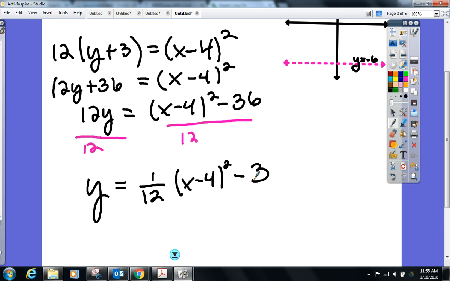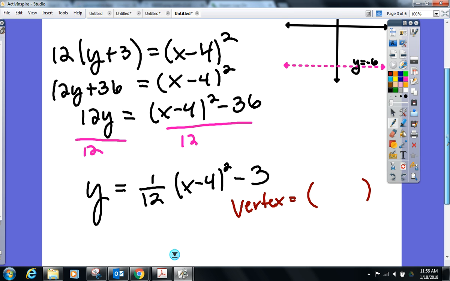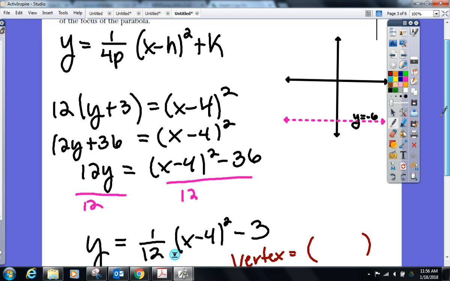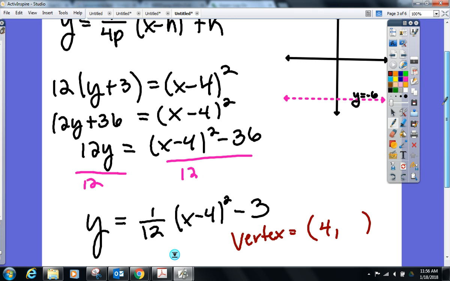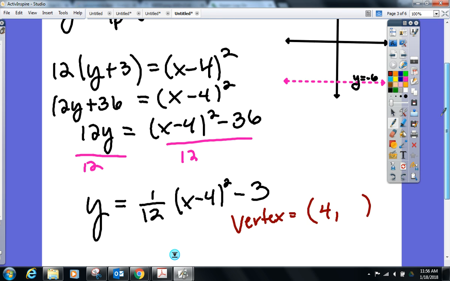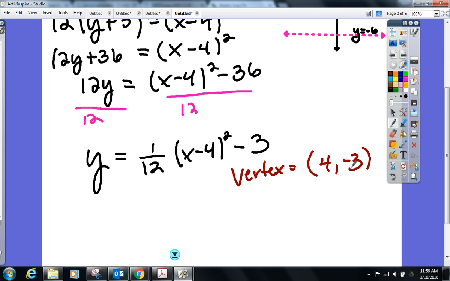Pull the vertex off. HK. HK. What's my vertex now? My vertex is? What's in place of H? Is it negative 4 or 4? Right? Because it's X minus H. So what's in place of H right now? 4, comma, what's in place of K right now? Negative 3. There's your vertex.